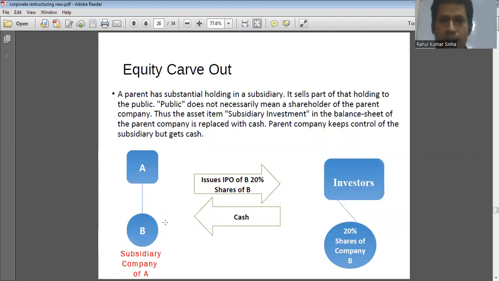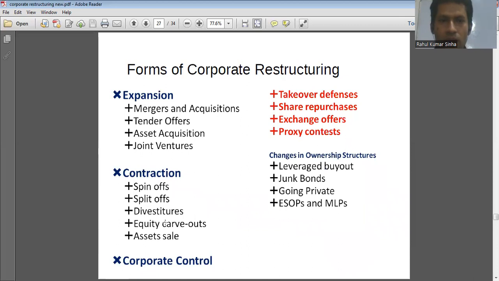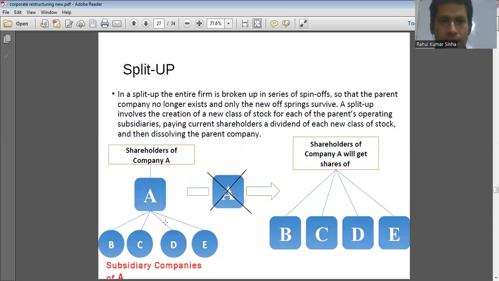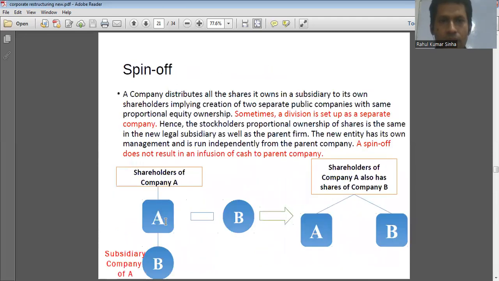An equity carve out. A parent has a substantial holding in a subsidiary. It sells part of that holding to the public. Public does not necessarily mean a shareholder of the parent company. Thus, the asset item, subsidiary investment in the balance sheet of the parent company, is replaced with cash. The parent company keeps control of the subsidiary but gets cash. So you see, in the equity carve out, the parent company has the holding in the subsidiary company, but they are selling part of their holding in the subsidiary company to the public, and they are getting cash for this sale. So this was all about the contraction, spin-off, then split off, and then split up.